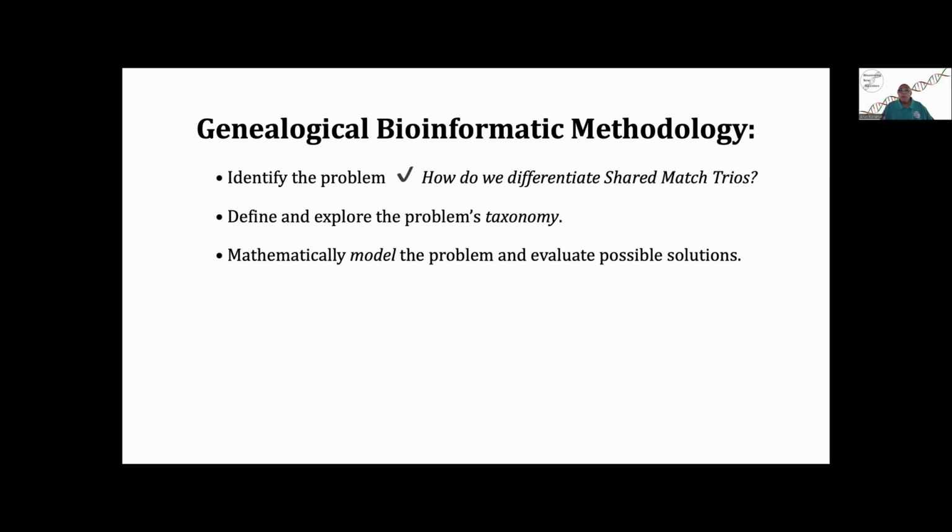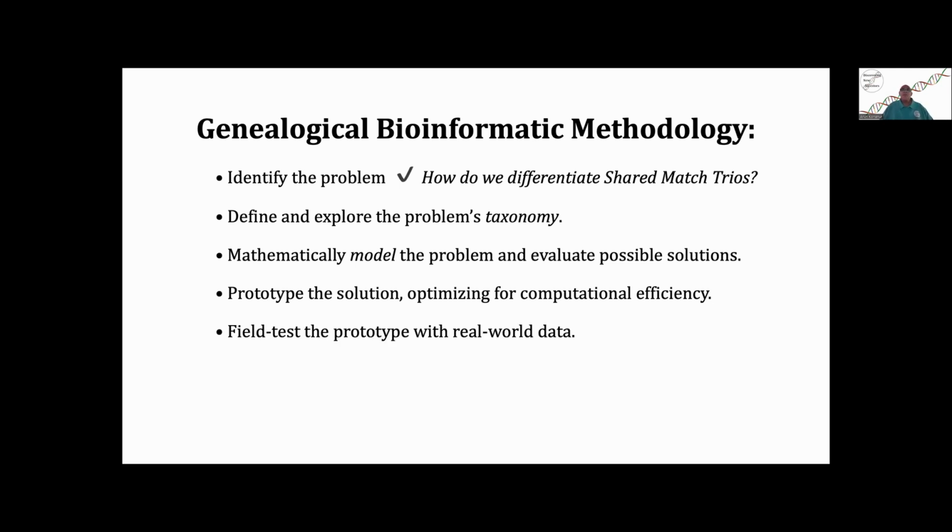Phase 3, we'll mathematically model the problem and evaluate possible solutions. Phase 4, we prototype a solution, optimizing it for computational efficiency. And in this phase, we essentially build a working model of our process using whatever coding tools seem best suited to the task. Phase 5, we field test the prototype with real-world data. And having built a model of how our differentiation process might work, we test it with data from actual DNA tests.